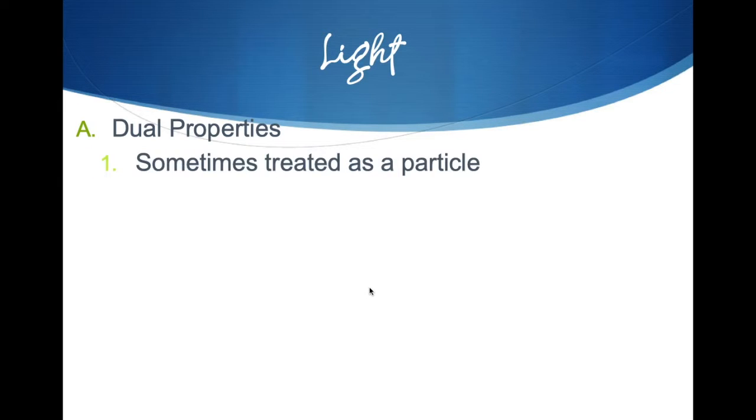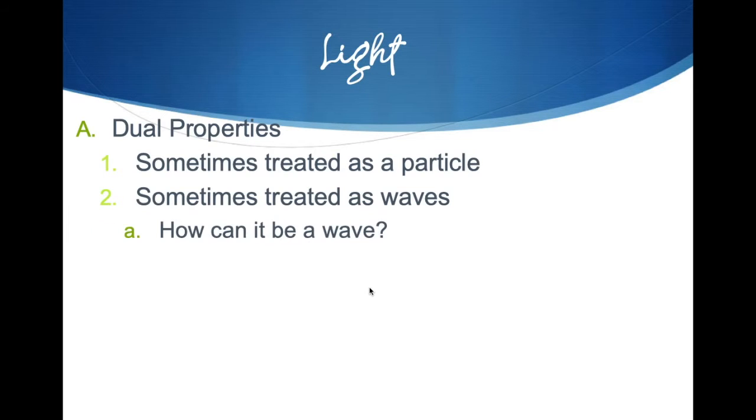All right, so light is the focus of our introduction to this unit. Light can be thought of in two different ways. So the dual properties of light are, you can think of it as a particle, and you can think of it as a wave. Wave is what I want to focus on during this lecture. So how can it be a wave? How can it be that wave pattern that we think of in science?